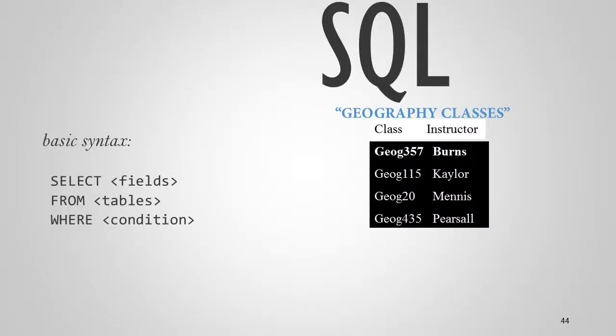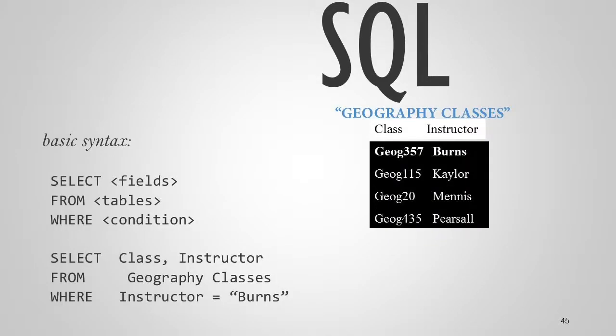So looking at the geography classes table there, if we wanted to find out which classes were taught by Instructor Burns, we would perform a SQL query. We would say, we want to check which of these classes were taught by Professor Burns, and we want to have a certain amount of information returned to us. So say we're just interested in the class name, because we already know the instructor's name, so we just need to know the class name. We need to know the classes that are taught by Instructor Burns, to repeat myself a little bit.